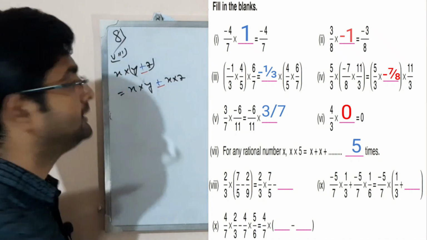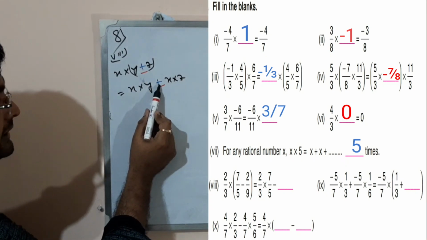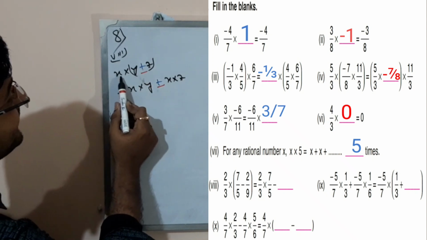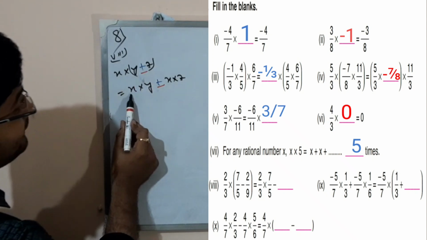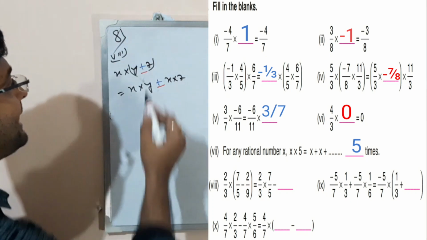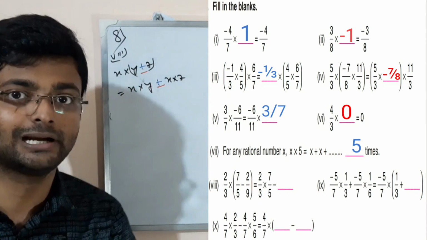You can see the distributive law: x into y plus z, with a plus sign in between, is x into y plus x into z. If there is a minus sign in between, that means x into y minus z, then what to write? x into y minus x into z. That's why I have used two different colors, so that you can understand easily.